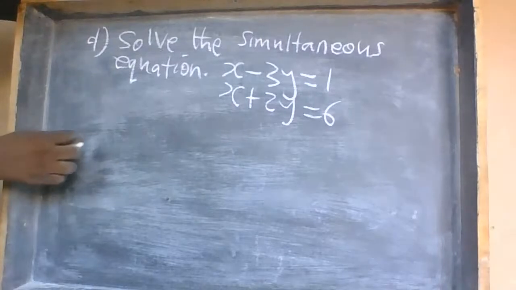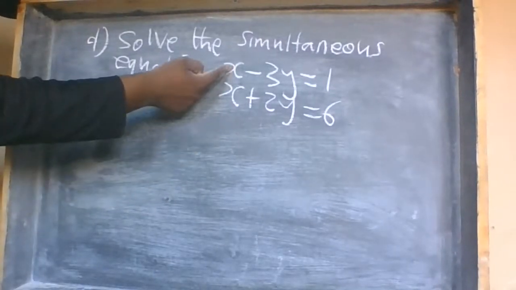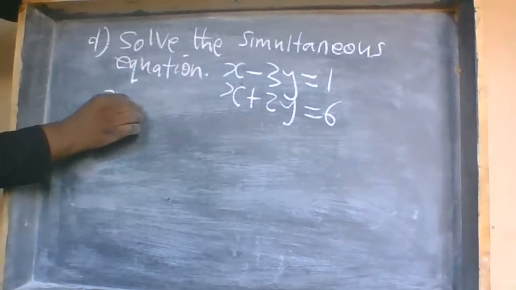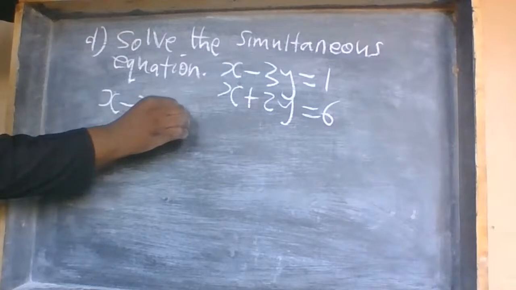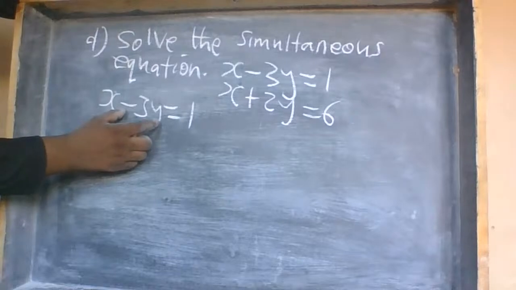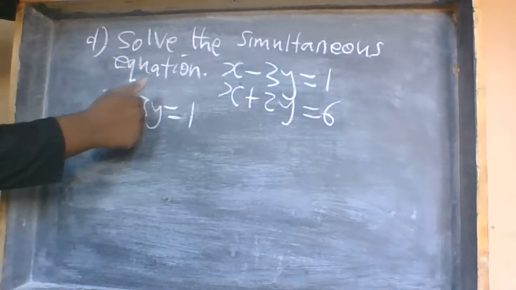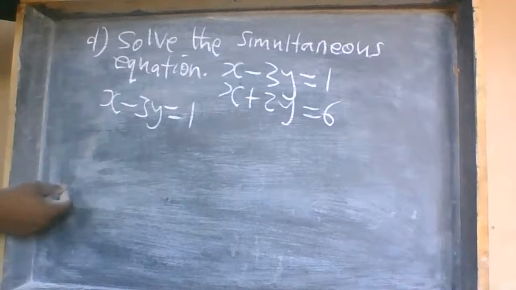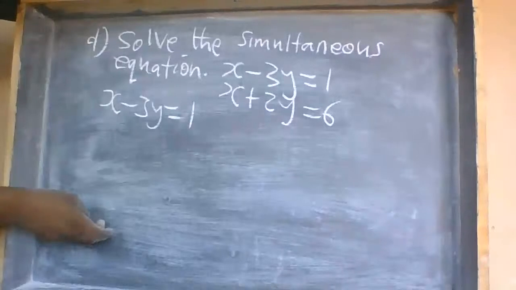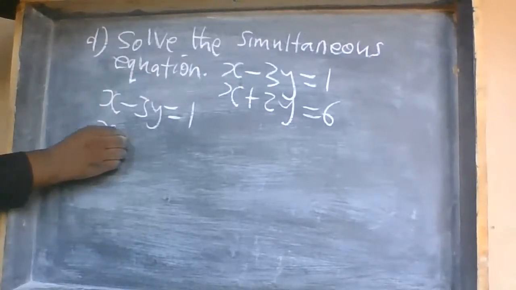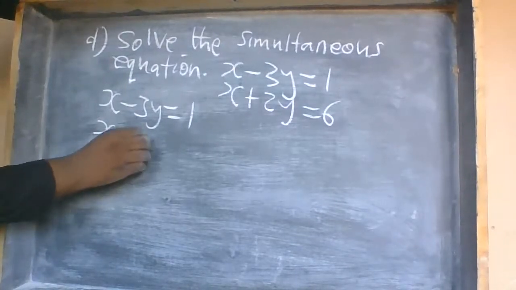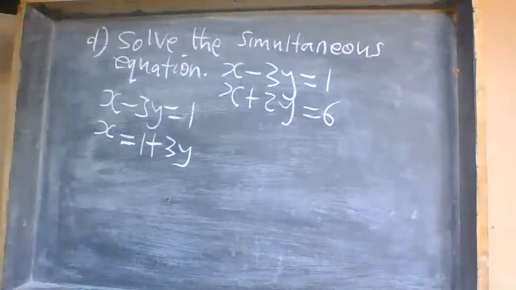Therefore, we are going to get this first equation. It doesn't matter which equation you get, whether the first or the second. I'll get the first equation here, x minus 3y equals 1, and I'll make x the subject of the formula. How do I do that? I'll take this negative 3y and bring it to the other side of the equal sign, and it will change the sign from negative to positive. So x equals 1 plus 3y.